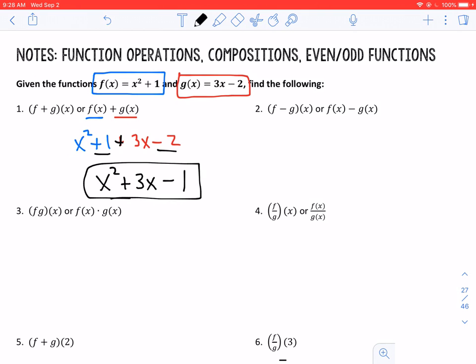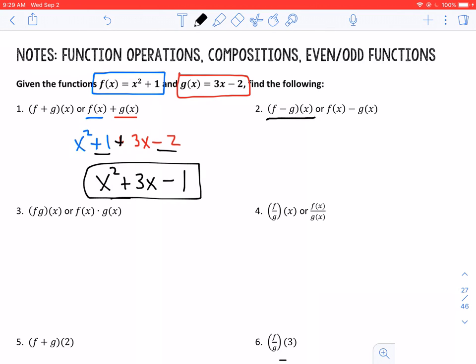Not bad. Remember, we're just asked to find the sum of these two. This is not an equation, so there's no need to factor this and try and solve. If this was equal to something, then we might need to solve for x. But it's not equal to anything. It just says, what's the sum? And we just found it. Okay, awesome. Second example, what's f minus g of x?